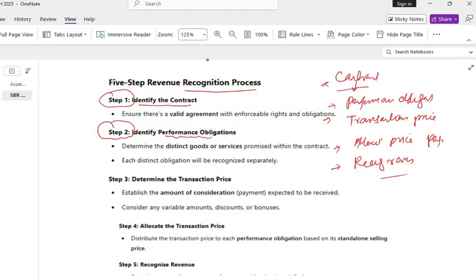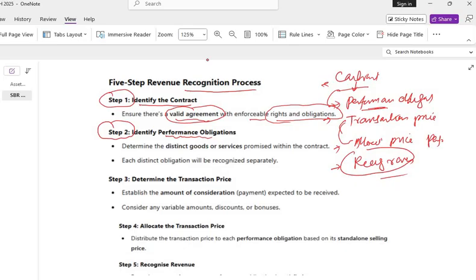First you have to identify the contract, and in the contract you will identify the performance obligations. Then you will determine the transaction price. This transaction price will be allocated to the performance obligations in the contract, and then revenue is recognized. So identify the contract, ensure that there is a valid agreement with enforceable rights and obligations. So one party has the right and the other one has the obligation. So if there is a valid agreement, then it means there is a contract.